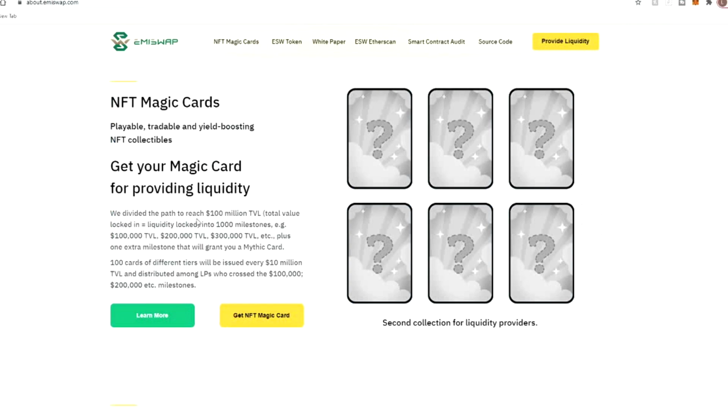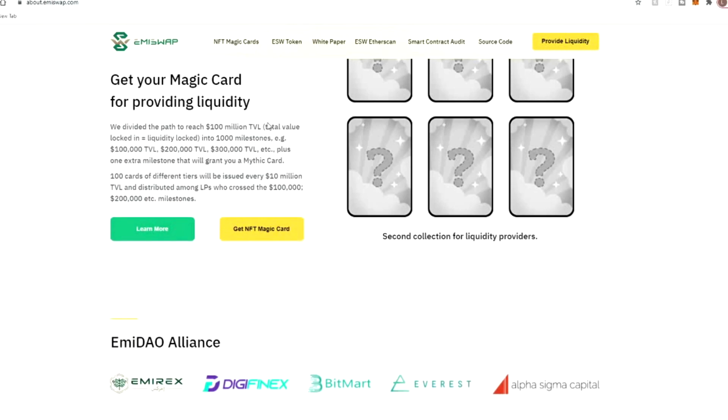We divided the path to reach $100 million of TVL, total value locked, or liquidity locked in, into 1,000 milestones. For example, 100,000 TVL, 200,000 TVL, 300,000 TVL, etc., plus one extra milestone that will grant you a mythic card. 100 cards of different tiers will be issued every 10 million TVL and distributed among liquidity pools that cross the $100,000 to $200,000 milestones. So if you cross these milestones, you will be given cards, and obviously you can trade and sell them.